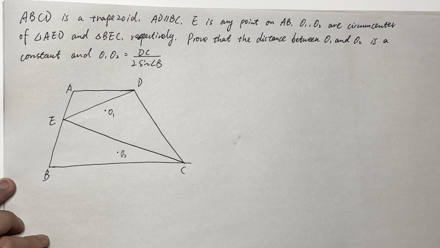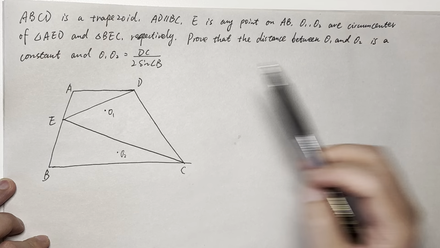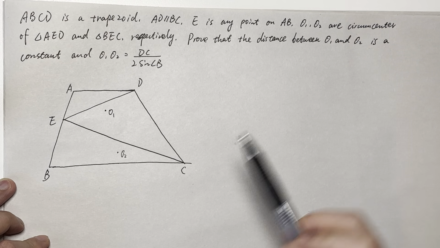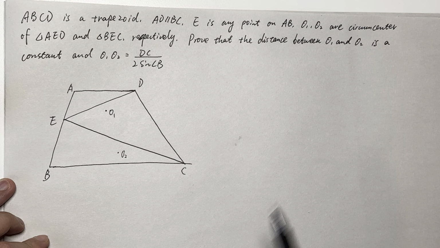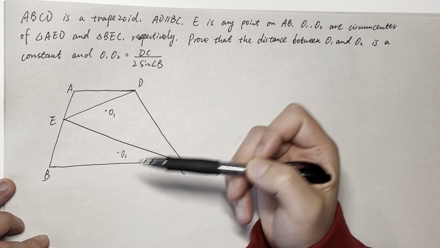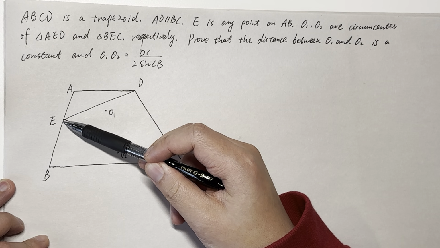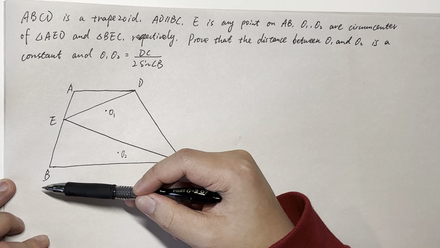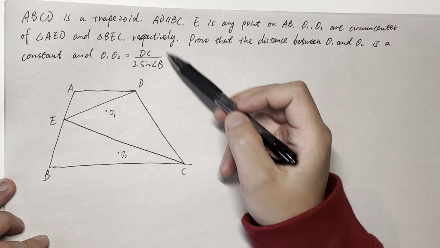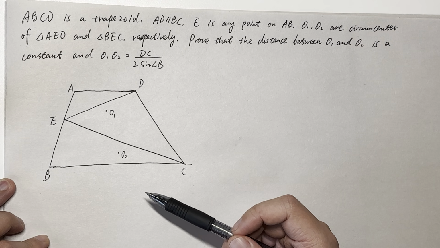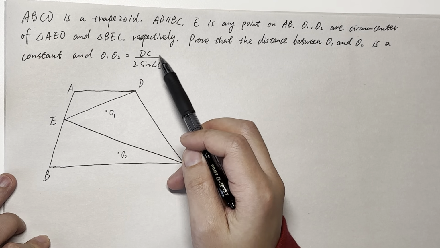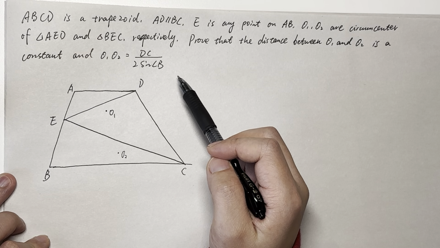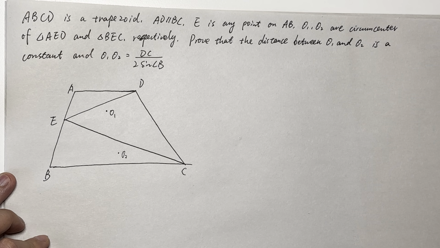So this problem, if we don't have the second part, we want to just prove that O1O2 is a constant. It's extremely difficult, right? So O1O2 is a constant. Constant for what? For the position of E, because E is any point on AB. So if we don't have the second part, this is an IMO level problem. But we have that O1O2 equals DC divided by 2 sine angle B, which actually gives us a hint, a direction to solve the problem.